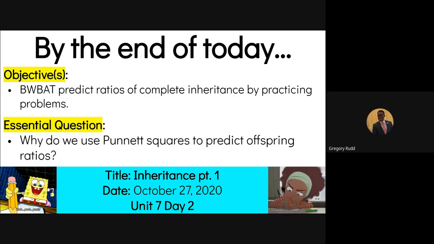So you all are finishing up writing today's title, which is Inheritance Part 1, writing today's date, which is October 27th, 2020, and writing Unit 7, Day 2. We do this to practice organizational skills. I want you all to be able to go back into your notes to be able to find exactly what you're looking for. If you're looking for information that was Unit 4, Day 3, you should be able to flip back easily in your notes and find that information.